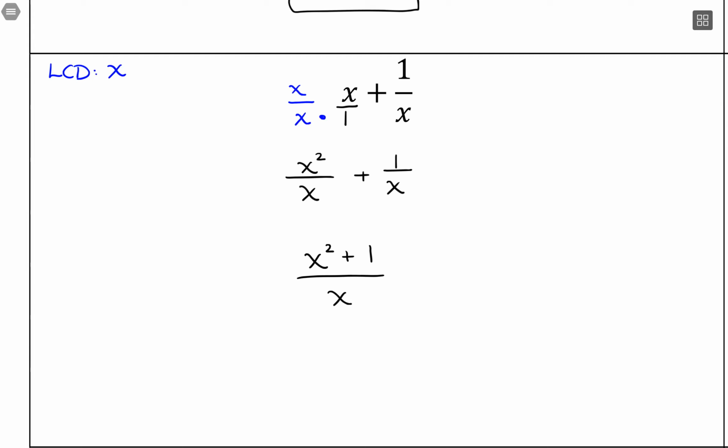Again, I said I was going to emphasize things that you can't do here. A common mistake would be to cancel out x values, but we can only cancel across multiplication and division. If this was multiplying with 1, then yes, absolutely you can do that. But basically what I keep in mind with these rational expressions is that addition and subtraction always makes it more difficult.